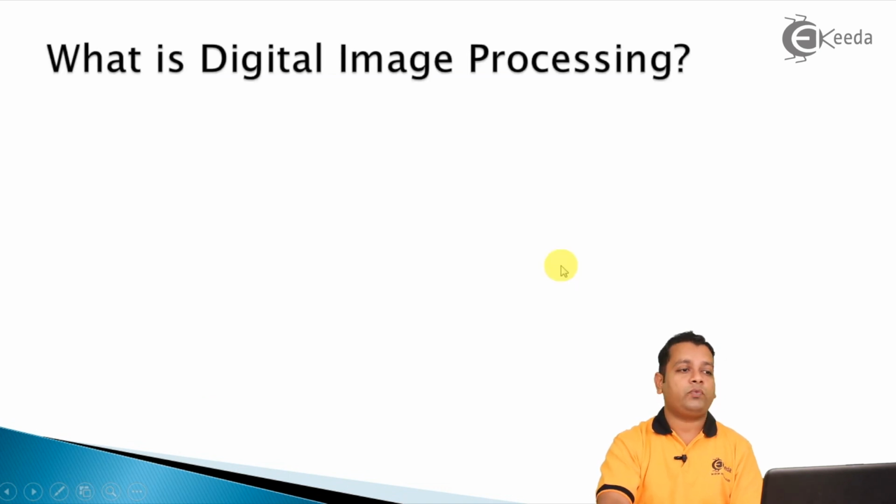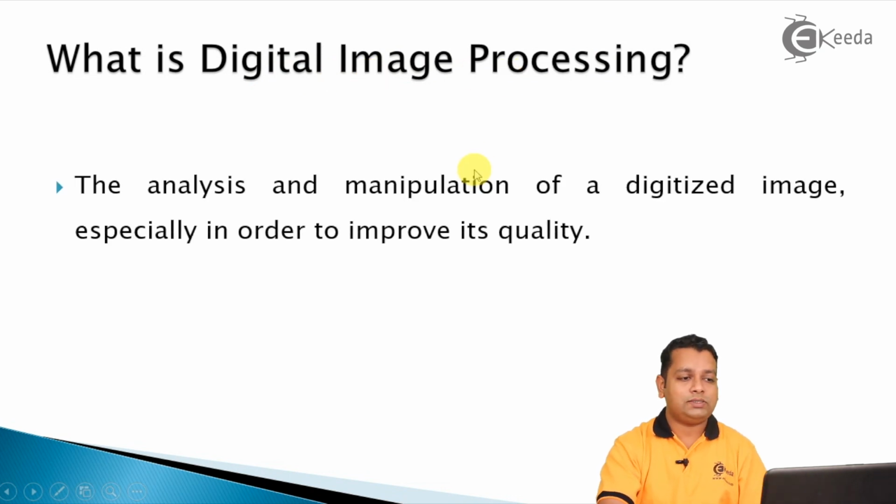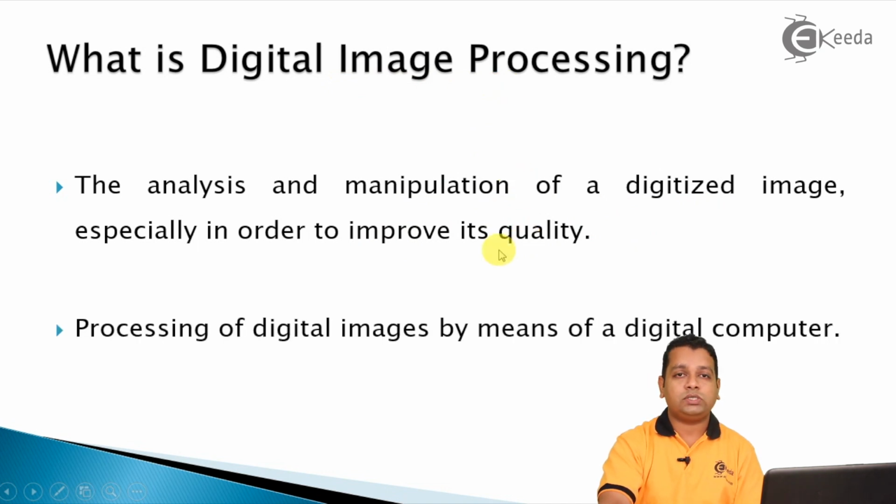Now further we shall see what exactly digital image processing is. Up till now we have seen what exactly the digital image means, so we shall see the processing. In a single line, we can say that the analysis and manipulation of the digitized image, especially in order to improve its quality, is digital image processing. In other words, processing of digital images by means of a digital computer for specific applications is digital image processing.